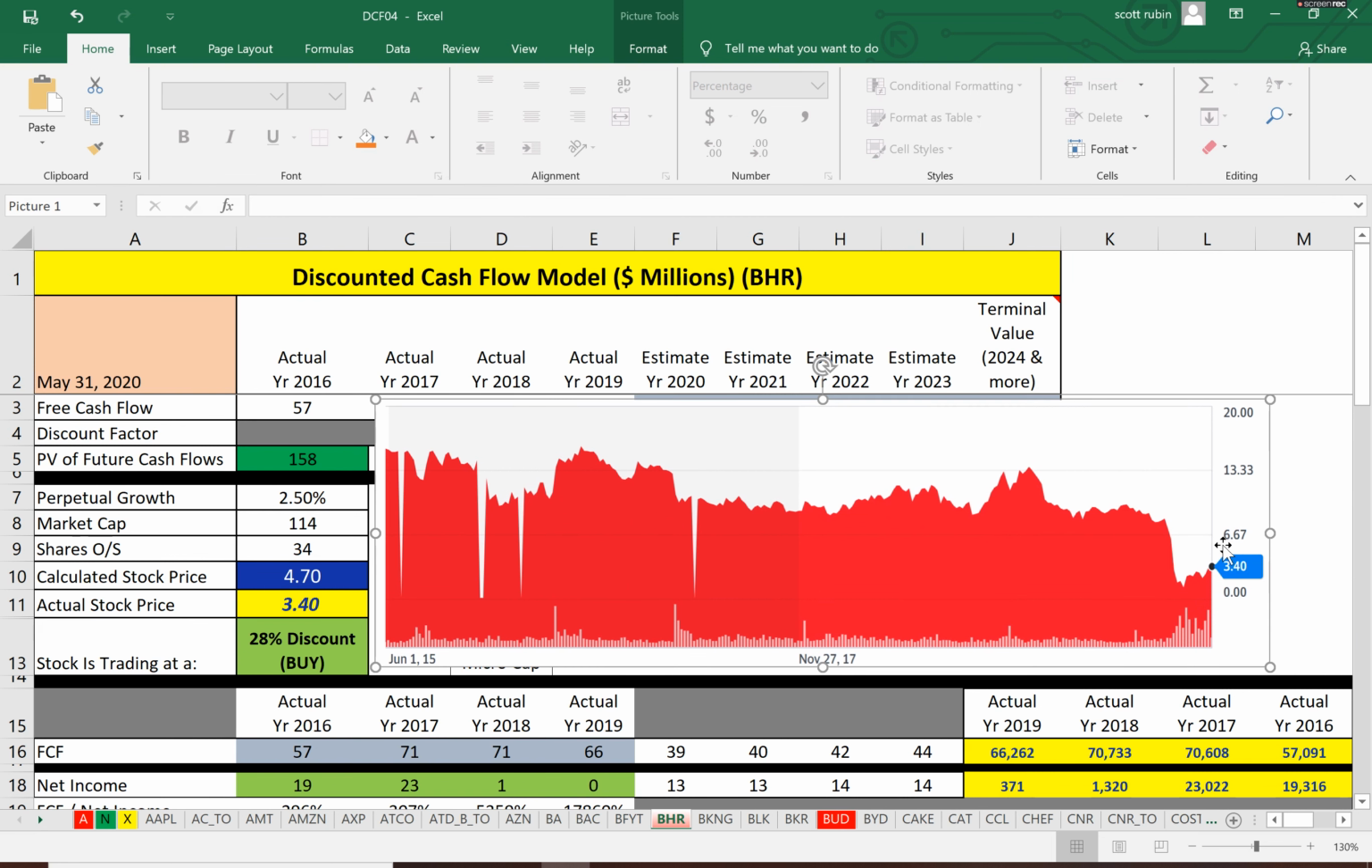If you look historically, they've been trading much higher than intrinsic value. So stocks can trade higher or lower than intrinsic value. The stock price moves on the demand of the market. If more people want to buy a stock, the price gets bid up. And if more people want to sell a stock, the price gets pushed down. So everyone has their own opinion on the value of a stock. This is my model and my opinion.